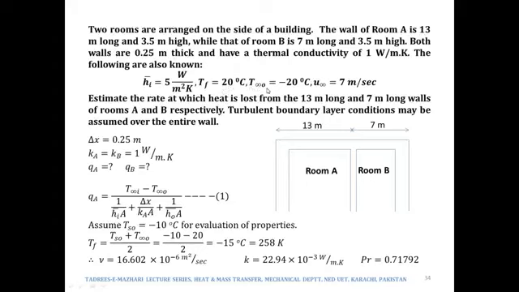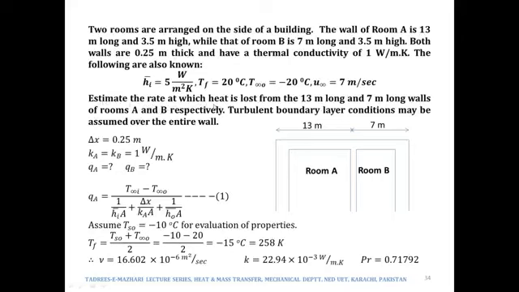T infinity naught, TF outside is minus 20 degrees Celsius. So the temperature outside the rooms is minus 20 and inside the rooms is plus 20. And U infinity is 7 meters per second. So U infinity would be the velocity of the air which is flowing over the walls of both the rooms, having lengths of 13 meter and 7 meter respectively.